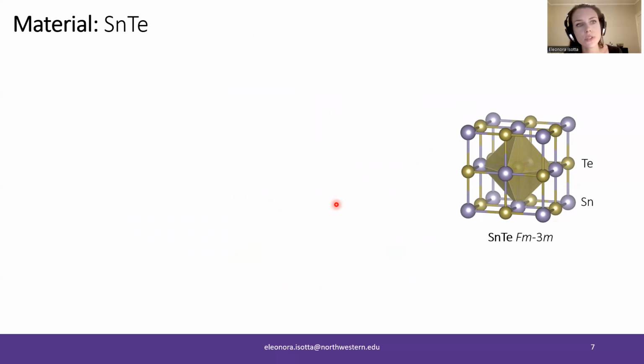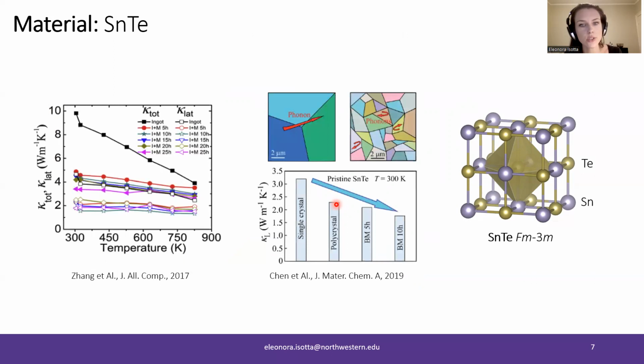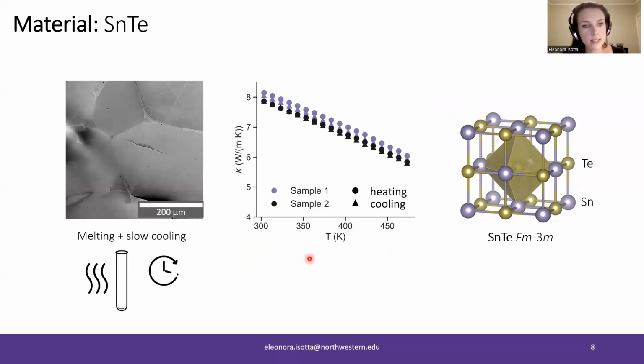So as material, we have chosen tin telluride because it's a quite good thermoelectric with a simple crystal structure and a relatively high thermal conductivity for a thermoelectric material. And additionally, there's a reported marked effect of grain boundaries in the system in the literature. And we have synthesized the sample with a melting and very slow cooling technique, so as to obtain grain sizes in the order of hundreds of nanometers that would allow us to measure across individual grain boundaries. And the room temperature thermal conductivity is around 8 watt per meter Kelvin.